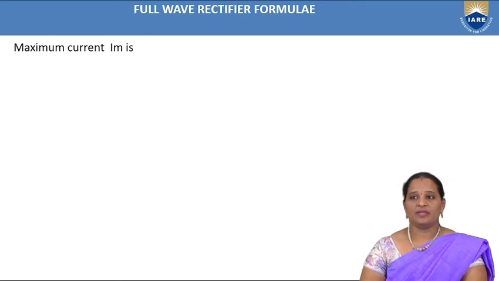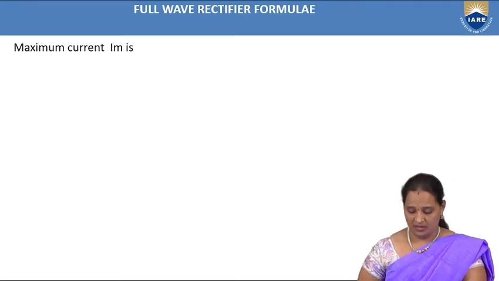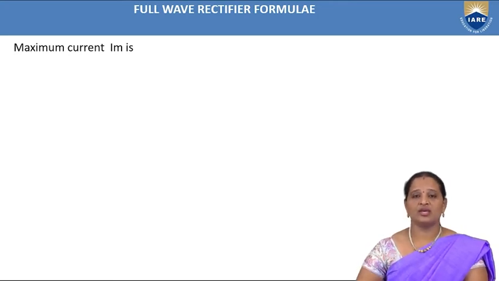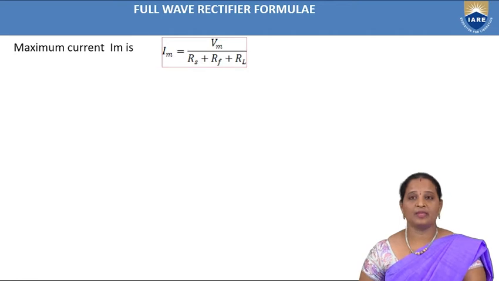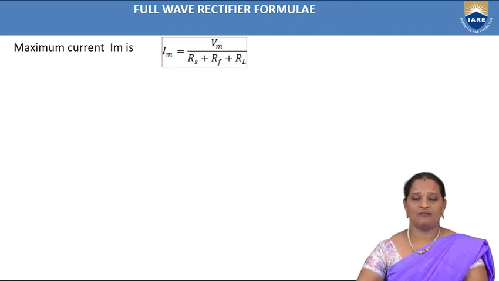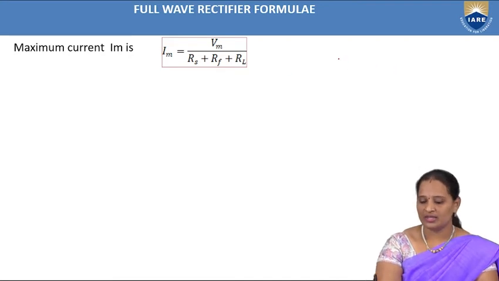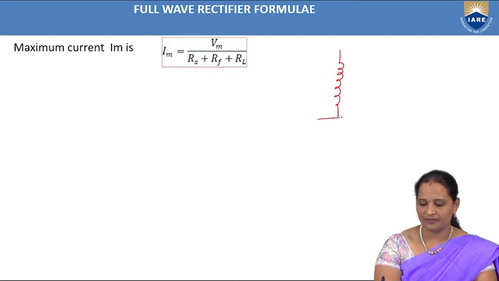First of all, the maximum current flowing through the rectifier circuit, that is center tap full wave rectifier, is represented with Im, and it is given by Vm divided by Rs plus Rf plus RL. So let us have a look at the center tap full wave rectifier.